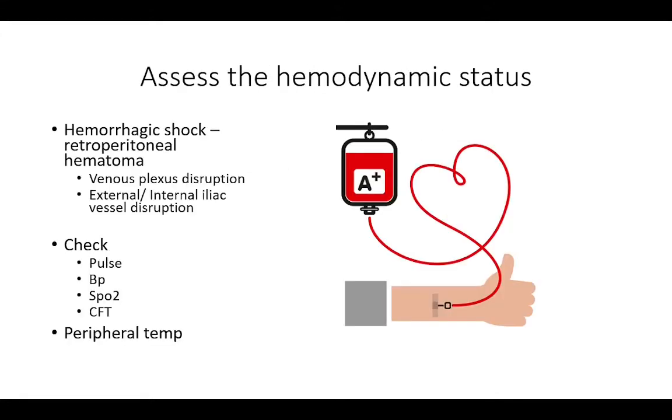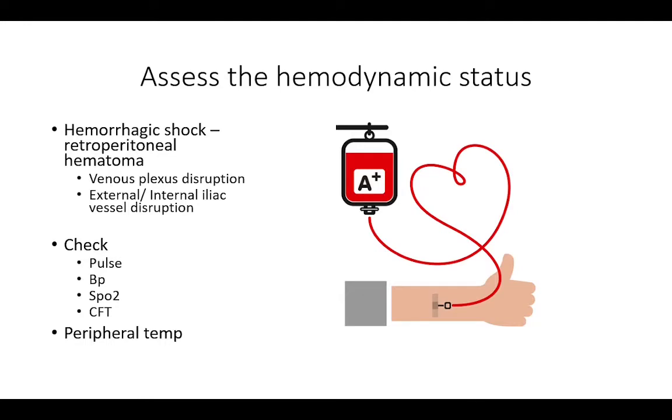We must check the hemodynamic status immediately because the pelvis is a large area where large bleeding can be hidden. Hemorrhagic shock can occur due to a retroperitoneal hematoma following injury to the venous plexus or to the internal iliac or external iliac vessel disruption. We should check for the pulse, BP, saturation as well as the capillary filling time.